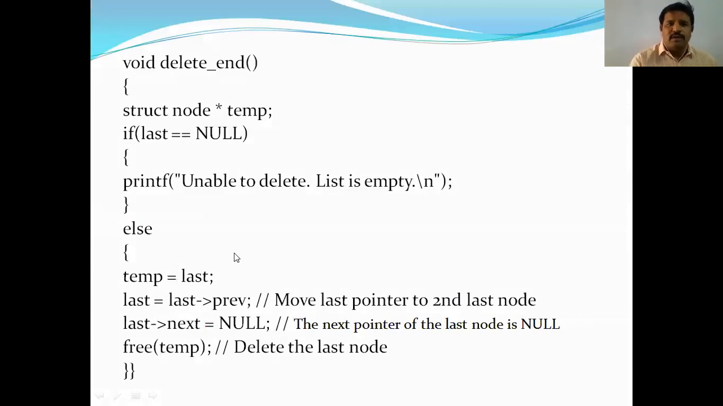And this is the code for deleting the node at the end. We have to check whether the list is empty. Suppose when the list is empty, last equals null. If it is null, we are unable to delete. If it is not equal to null, then assign last to temp, last equals last previous, last next equals null, and just free temp. So in this way, you can delete the last node of a doubly linked list.